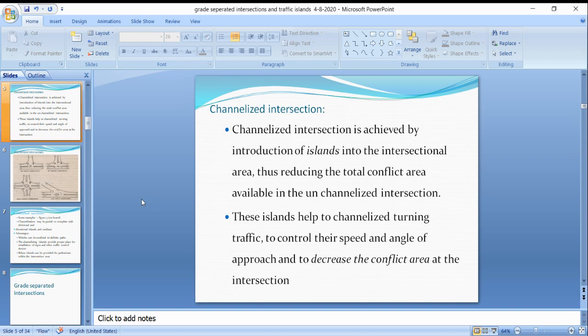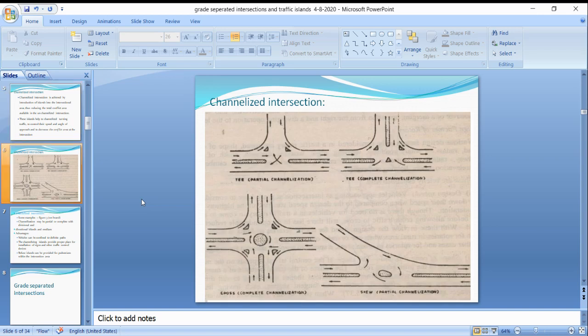Okay, from right to left it was coming. So a right-turning vehicle again comes to the left, it will come right to left. So we are providing an angle of approach with a little speed reduction. So it will automatically decrease the conflict area of the intersection.